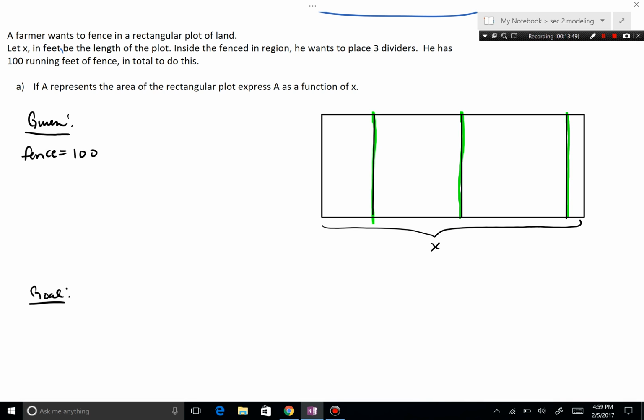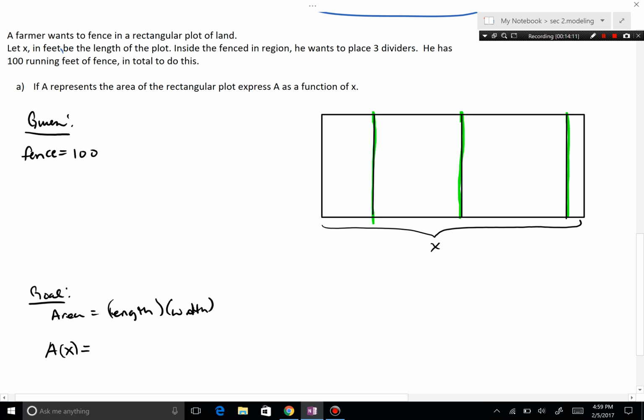If A represents the area of the rectangular plot, express the area. So our job is to express area in terms of x. Well, what is the area of a rectangle in general? Area is length times width, and I will always write the words out.